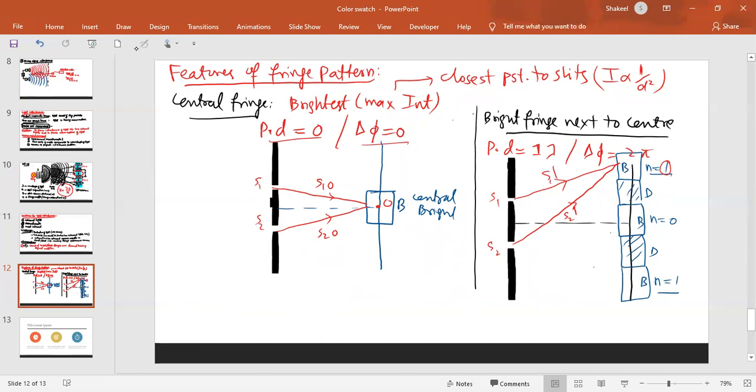So it will be bright, but its intensity will be less. Intensity decreases because this fringe has moved away from the source. And what are the sources? The slits, S1 and S2. That's why its intensity will decrease.